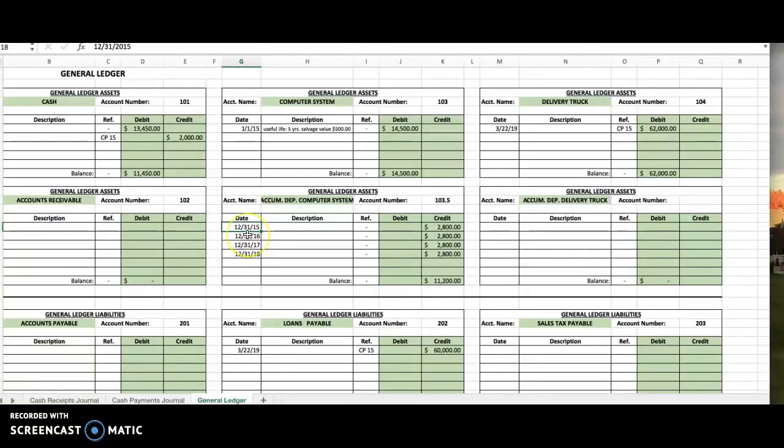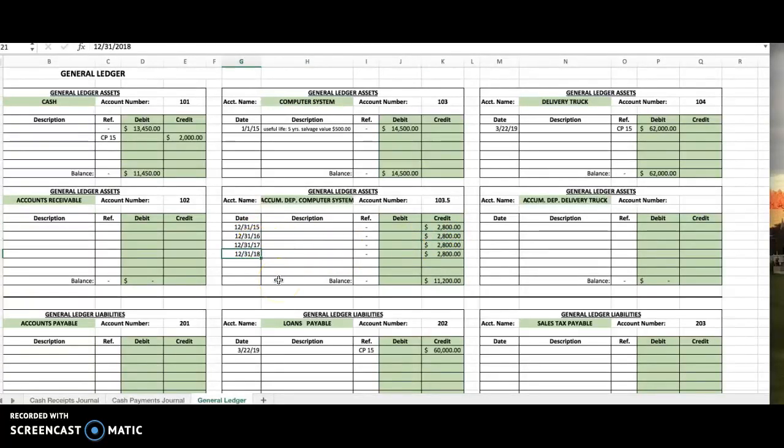end of each year. So this business, we will assume, has an annual accounting period. So December of 15, we credit $2,800. Actually, we would have had an entry that debited depreciation expense for $2,800, and we would credit this account, the accumulated depreciation account. So we have a debit to the depreciation expense account at the end of the year and a credit to this account. Same thing happens at the end of 2016, same entry at the end of each year.